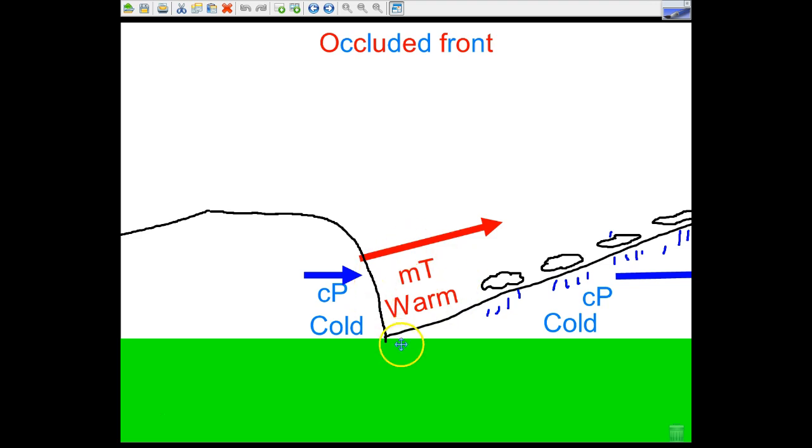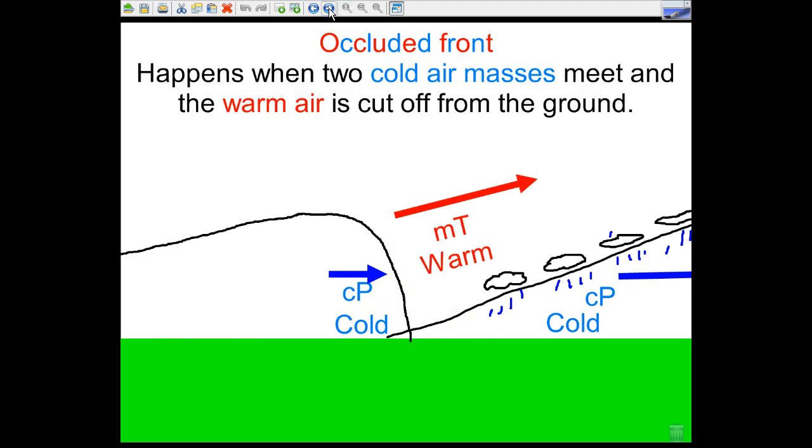You can see the warm air is now cut off from the ground. It's not touching the ground. So any city located on the ground, which is where cities are located, unless you have a tree house, but you'd have to be a pretty tall tree, and no, you know the story. So once the warm air is cut off from the ground, then we actually have what's called an occluded front. It happens when two cold air masses meet and the warm air is cut off from the ground. That's when you have occlusion happening.